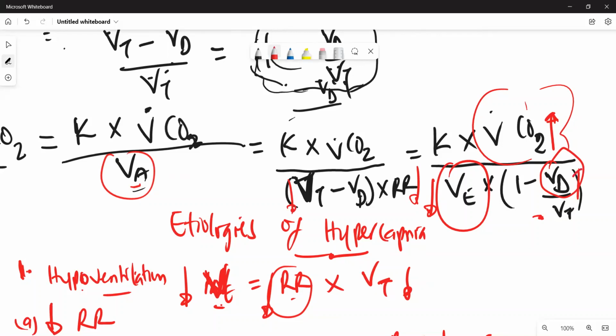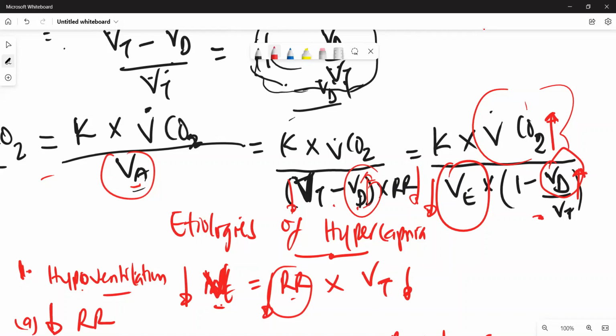And the last thing we mentioned, we said that it could be as a result of increase in dead space, because if the dead space is increased, that will decrease this denominator. And if this denominator is decreased, of course, at the end of the day, the whole formula, the partial pressure of carbon dioxide, is going to increase. And that will also lead to hypercapnic respiratory failure.